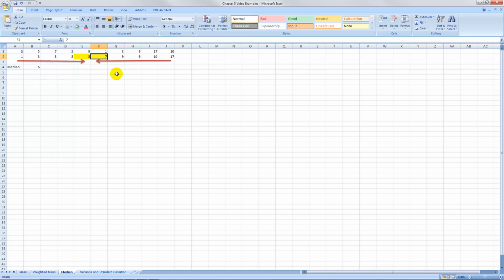Now, if you had an odd number of data elements, you would just have one midpoint, because when you count it in from both sides, you would get the same midpoint. But in this case, because we have an even number of data elements, we end up with those two numbers, and we have to average those. So we add them together and divide them by 2 to get the median of 6.